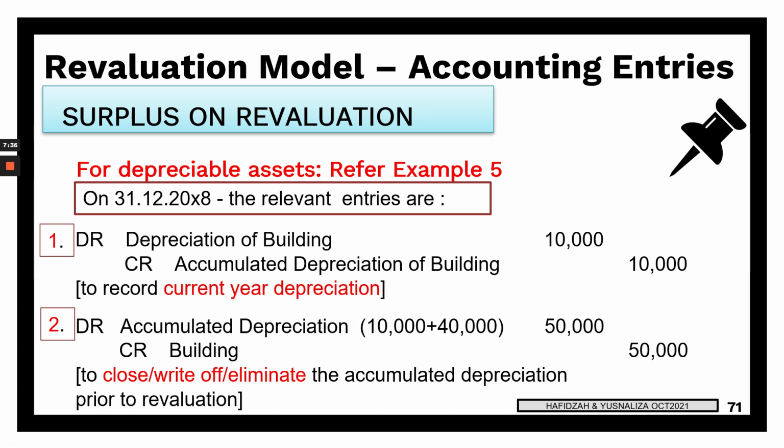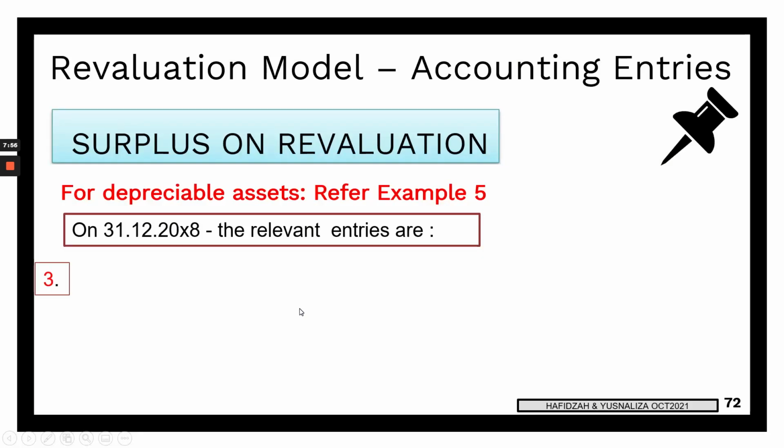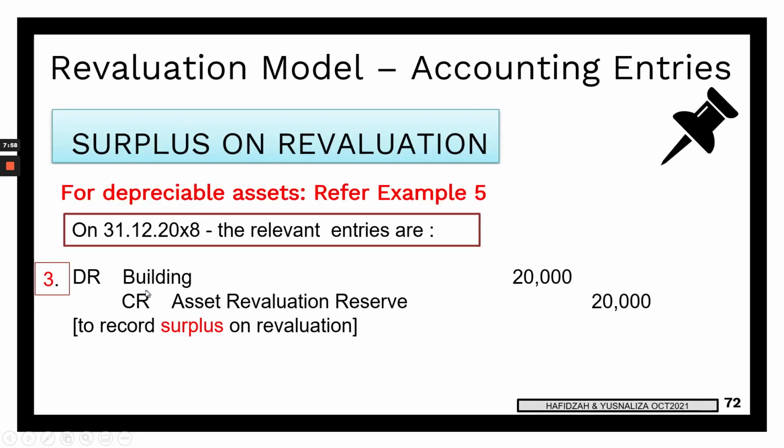Sometimes the accumulated depreciation is directly given, but in this case, you are supposed to calculate it on your own. So I've shown you how to calculate them. So go and write that to the building account, or to the carrying amount of the building. You are actually doing the write-off by eliminating them. Next is to record the surplus on revaluation. Surplus will be debited to the building account and will be credited to the asset revaluation reserve that relates to the building. And this one will be treated as an equity, the asset revaluation reserve. We'll see this in the explanation of accounting treatment.